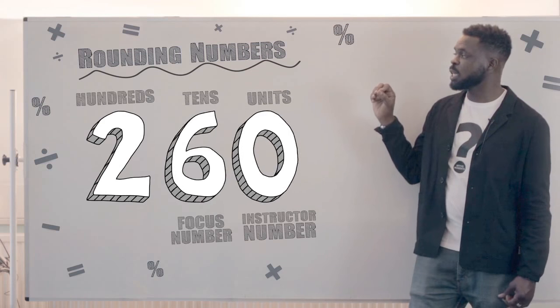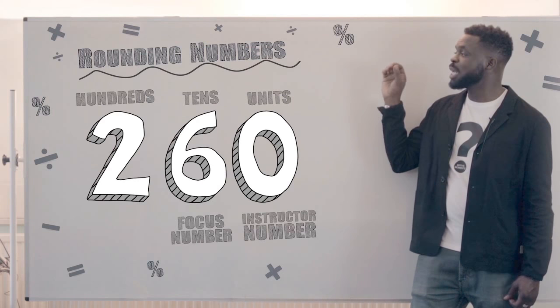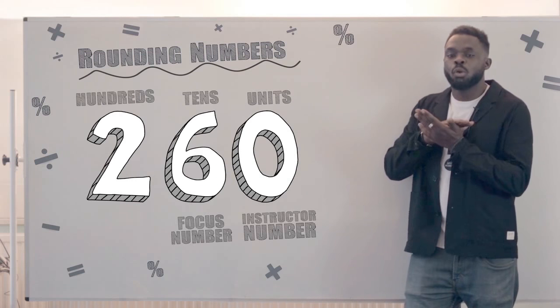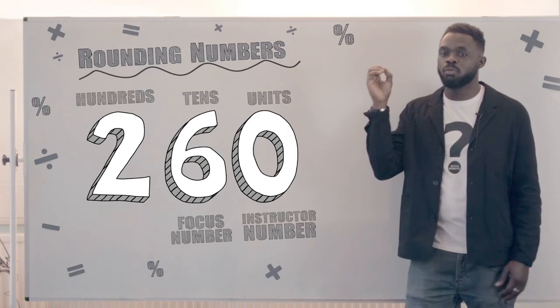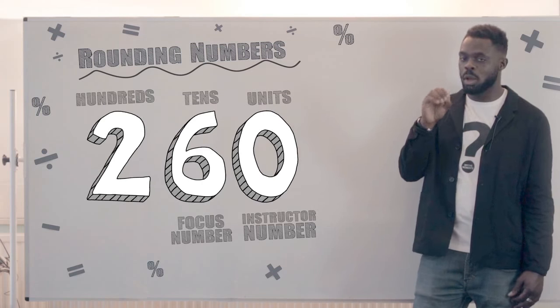So 256 rounded to the nearest 10 is 260. This is something that you can apply regardless whether you're asked to round something up or round something down. Stick to the rules and you can't go wrong.